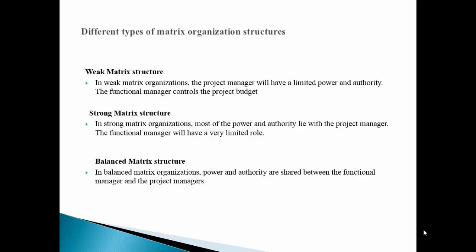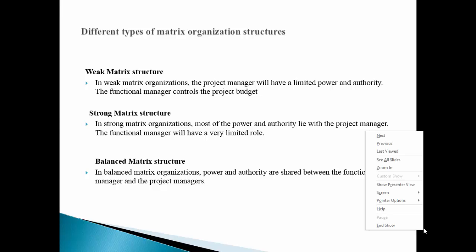The weak matrix. This type of organizational structure is a bit of a nightmare for project managers because they are effectively reduced to being project facilitators. In weak matrix organizations, the project manager will have limited power and authority. The functional manager controls the project budget. As the project manager has no real authority over the employees, it becomes the functional manager's responsibility to take care of that, which can lead to reduced productivity of the project and its outcomes.